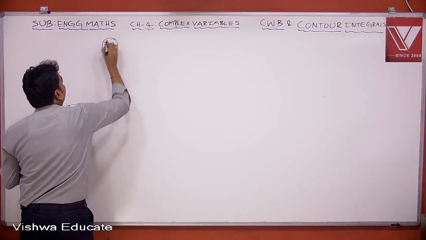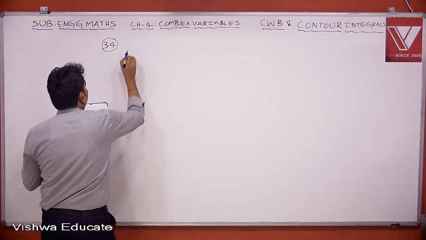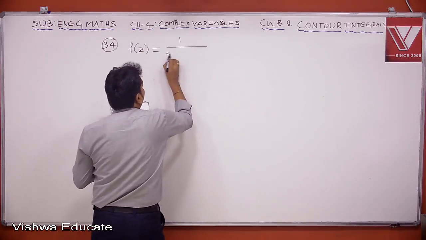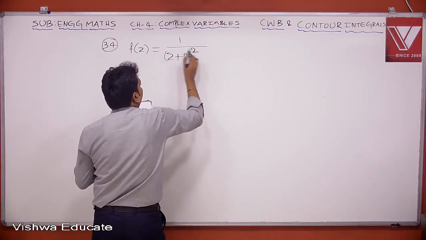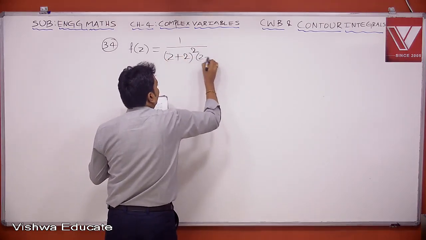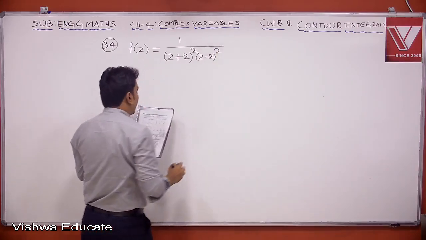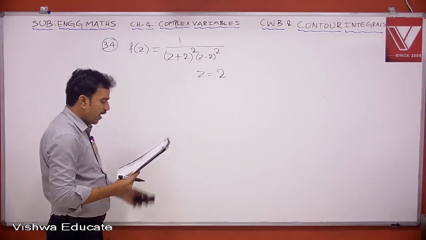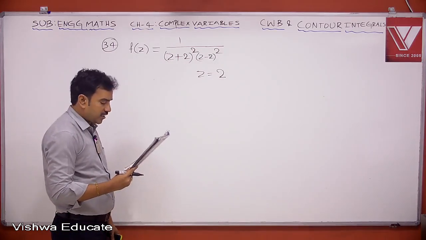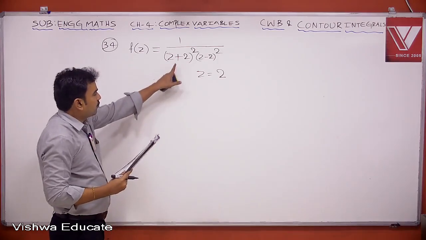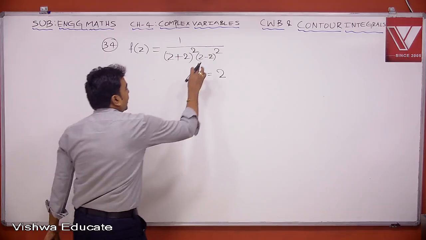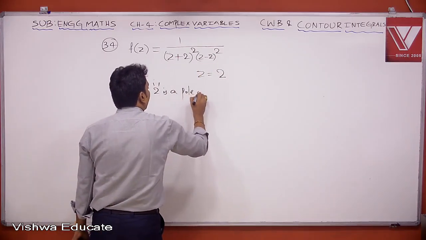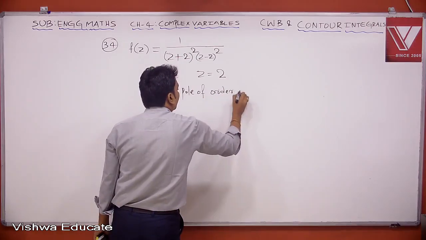Question 34. The residue of the function f of z equal to 1 divided by z plus 2 whole square into z minus 2 whole square at the pole z equal to 2 is, options are given: minus 1 by 32, minus 1 by 16, 1 by 16, 1 by 32. We need to find the residue at 2. So here 2 is a pole of order 2.